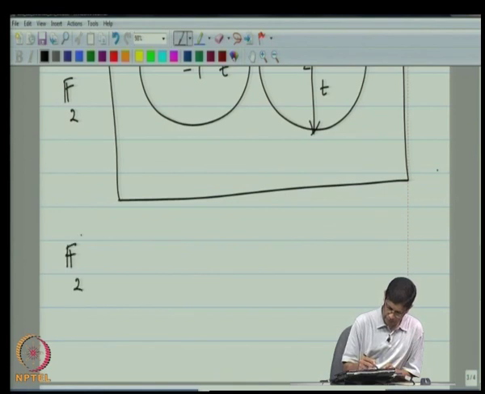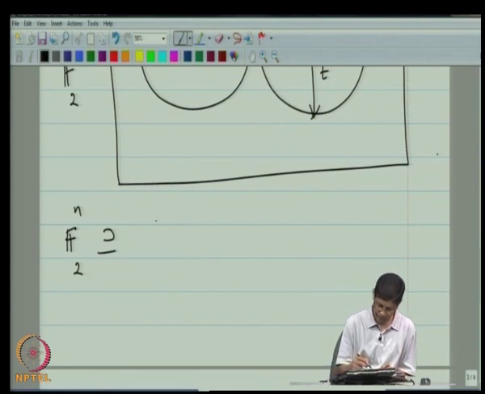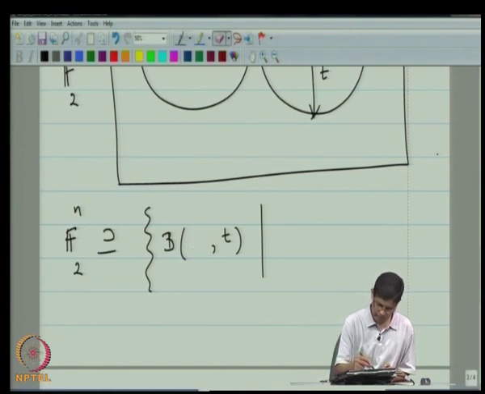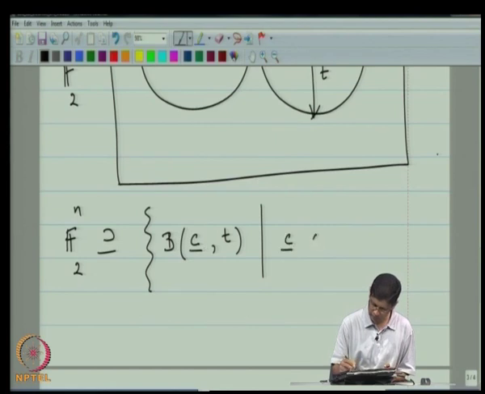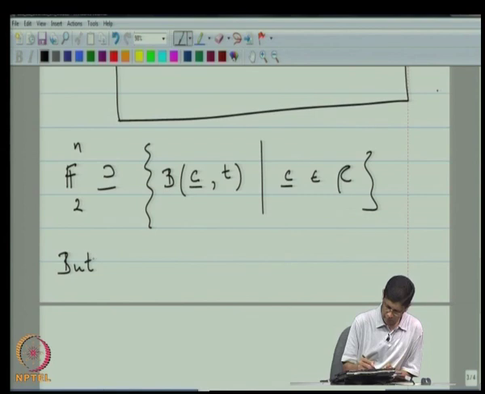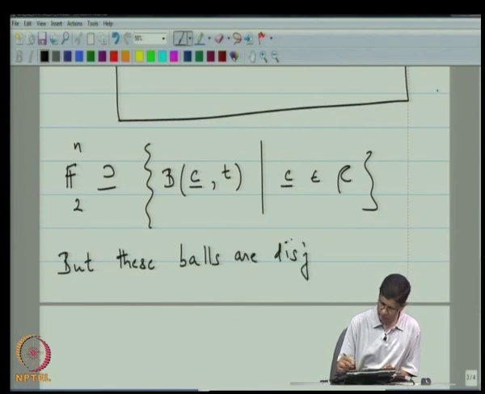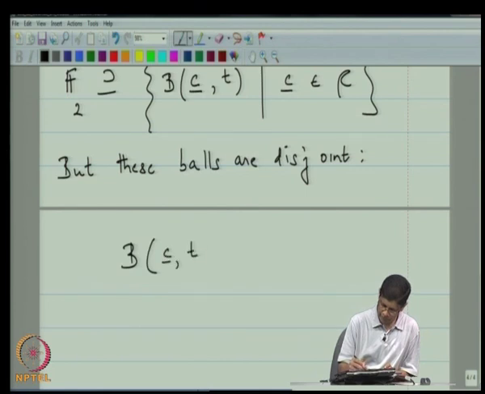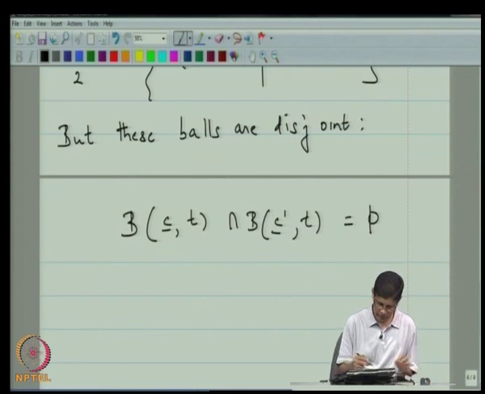So F 2 to the n contains the balls of radius t centered around all of the code words. But these balls are disjoint, meaning that the intersection of B c i and B c j is empty. Okay.